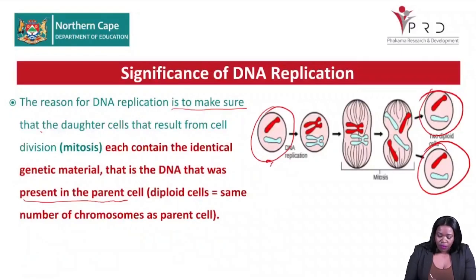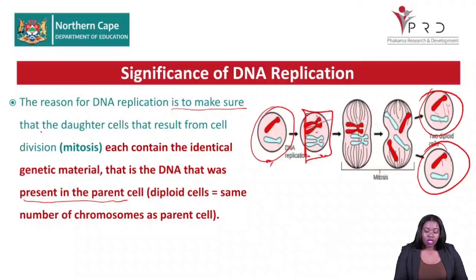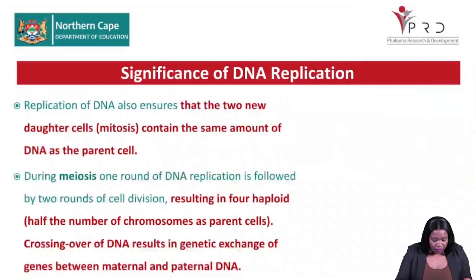Now, if we started off with this and there wasn't any DNA replication to result in this cell, it would mean that we will not be able to have the two daughter cells that are identical. So DNA replication takes place so that the genetic material can double and that genetic material can be shared amongst the two cells equally, right?